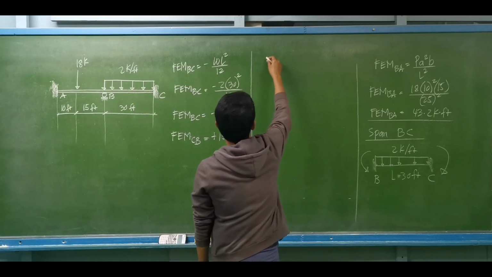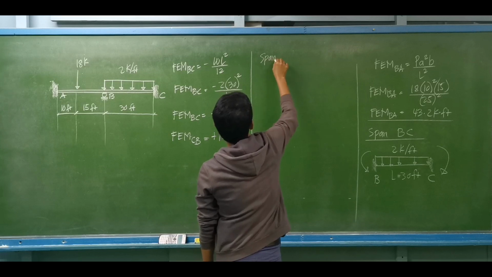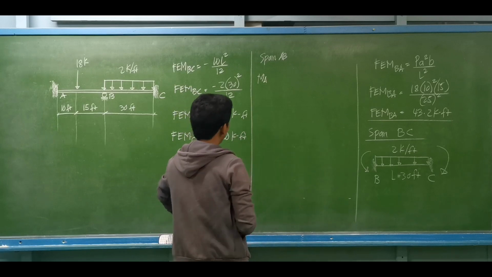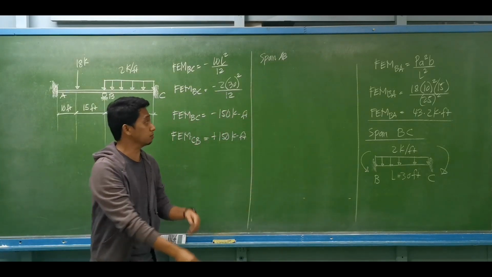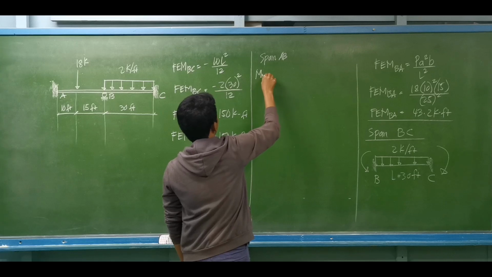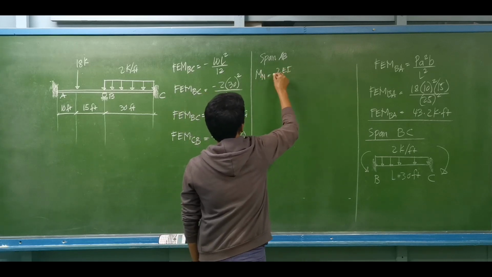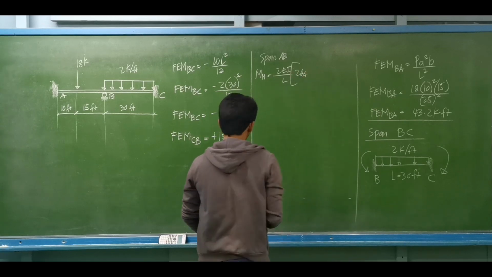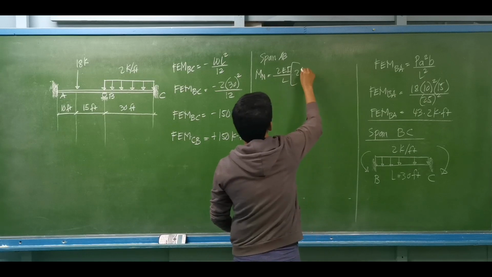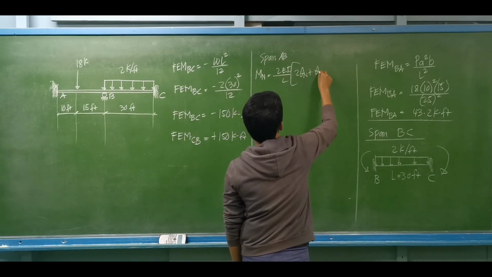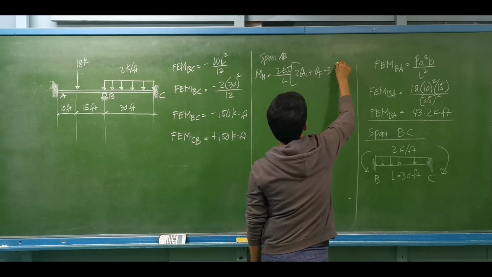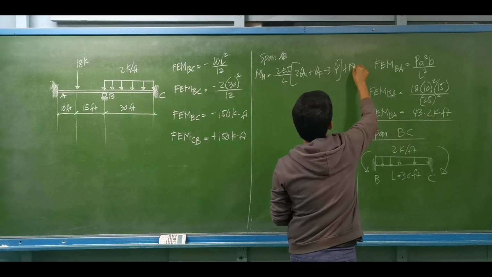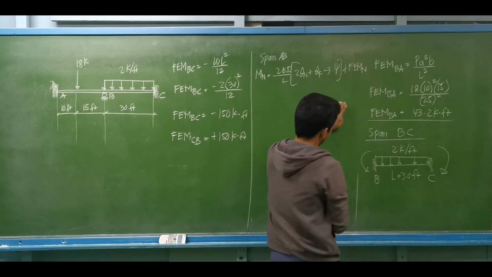Let us consider span AB. We have the moment for member AB, our main concept for the slope-deflection method. The moment at the near point is equal to 2EI divided by the length, multiplied by twice the rotation of the near point plus the rotation of the far point minus 3 times the chord rotation, plus the fixed end moment of the near point.